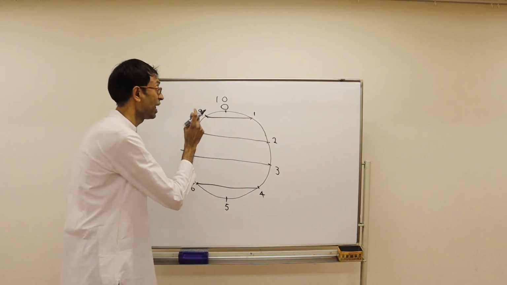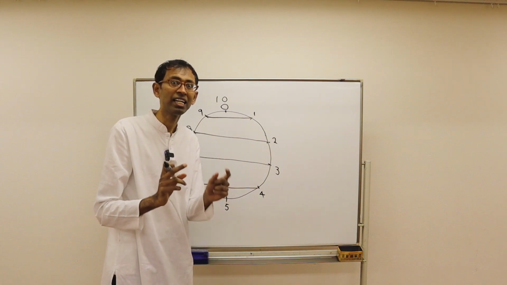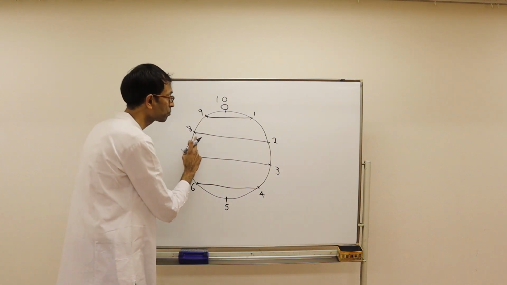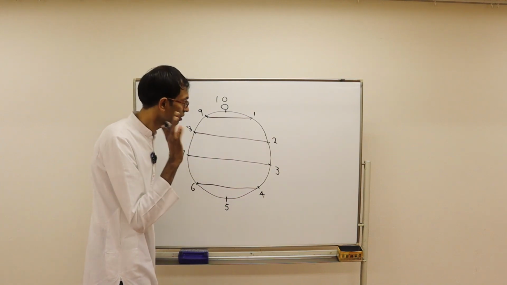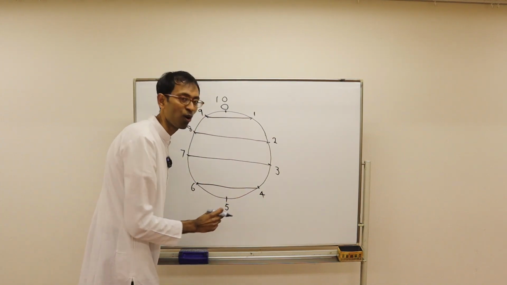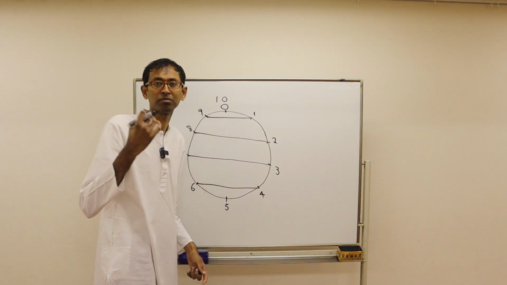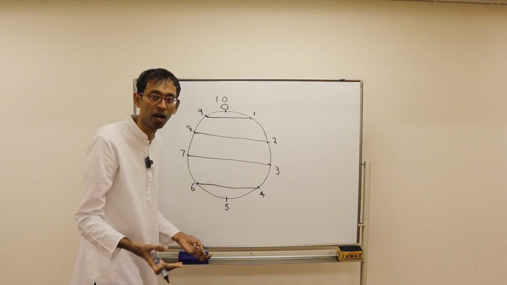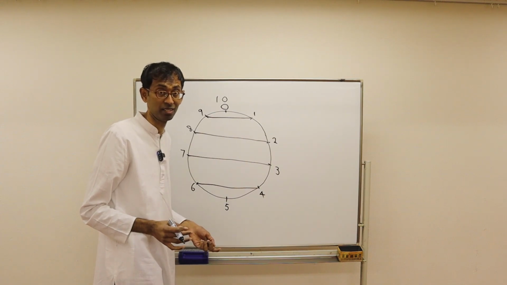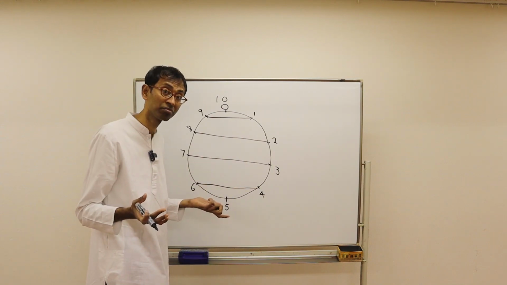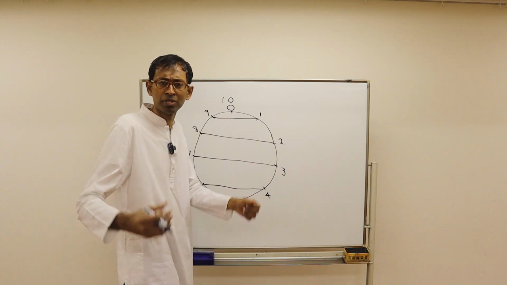Yes. 9 plus 1 is a 10. 8 plus 2, 10. 7 plus 3, 10. 6 plus 4, 10. And then 5 plus 5 is a 10. These are the only combinations of 2 digits that can produce a 10. 10 is a wholesome number.